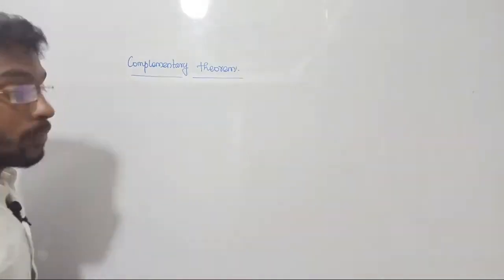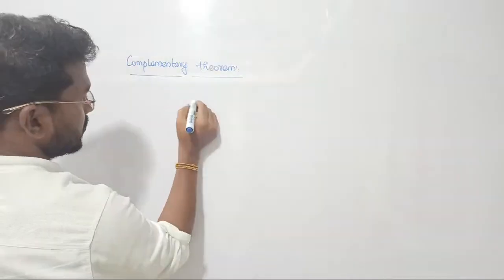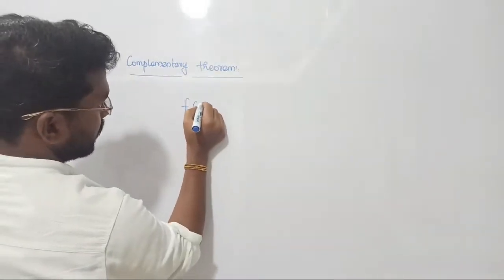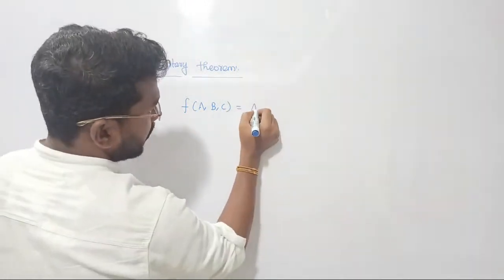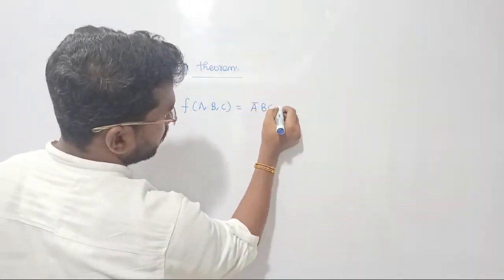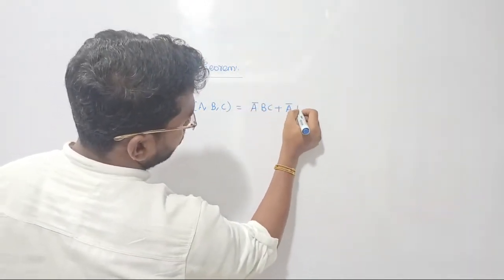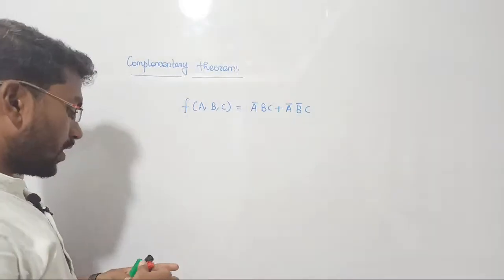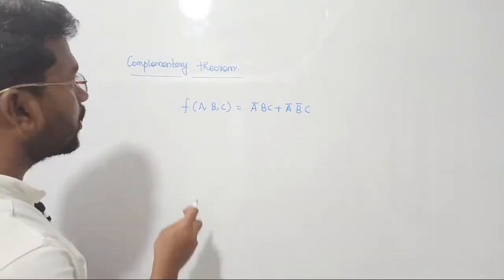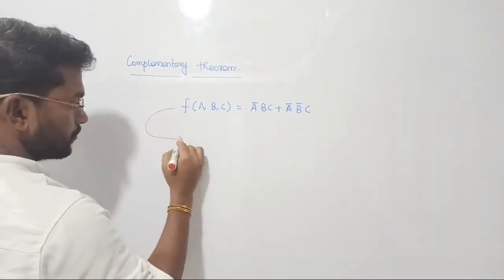Let's see. Complementary theorem, in the sense, we have to consider, guys, let us consider I have certain variables like a, b, c. Once again, it is being defined as a bar bc plus, let's consider, a bar b bar c. I have a certain function like this. Now the question is, you are requested to find the complement of this function.